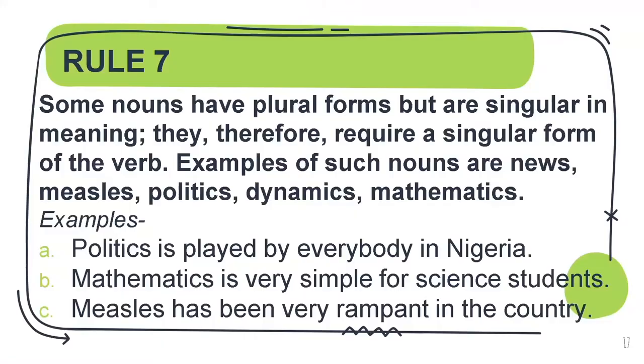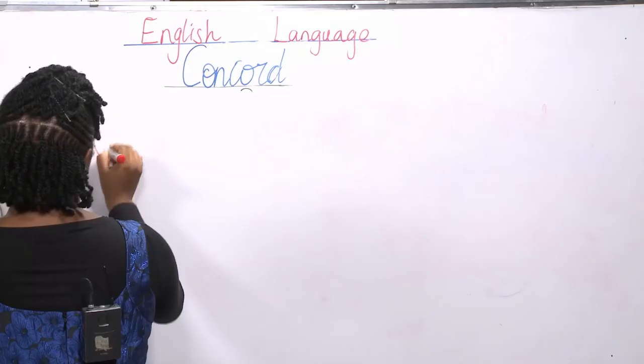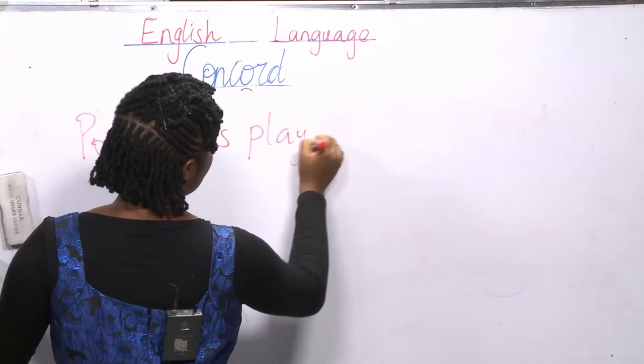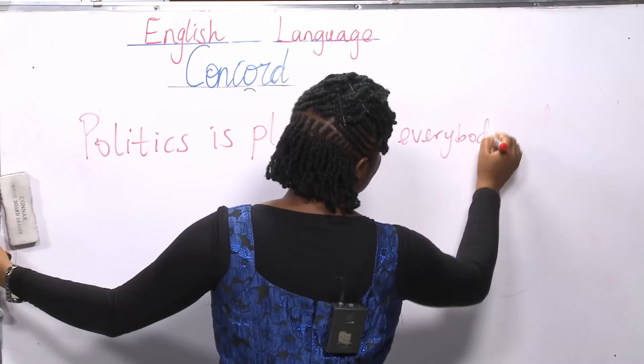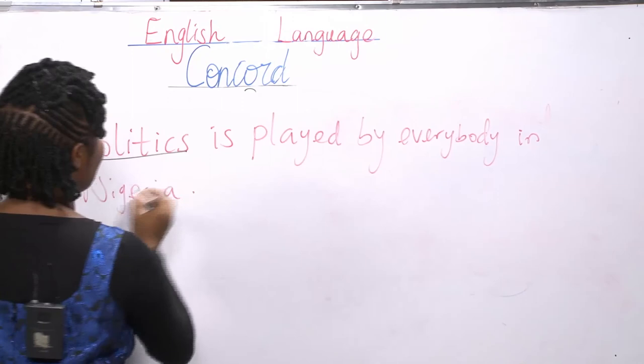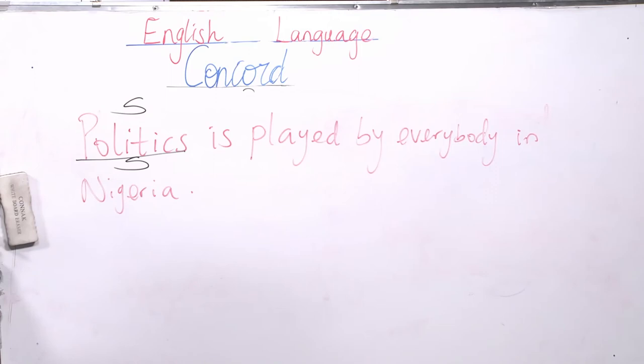Measles, politics, scissors, mathematics. Though they appear with a plural form, having S with them, in meaning they are singular, they refer to one thing. Therefore, they require a singular form of the verb. So an example here, you don't say politics are played by everybody in Nigeria. No. Politics is played by everybody in Nigeria. So the noun politics, which is the subject here, is actually a singular form, not a plural form. So it must take a singular verb, not a plural verb.